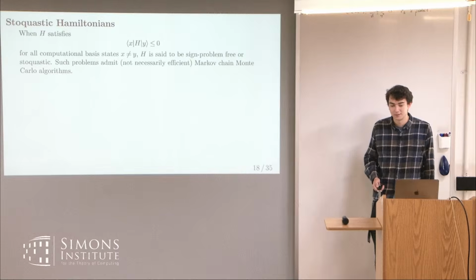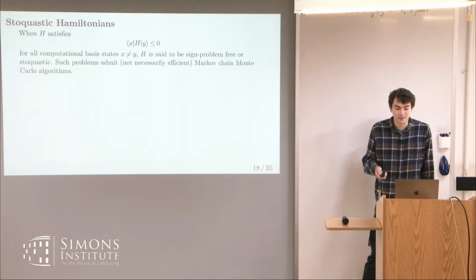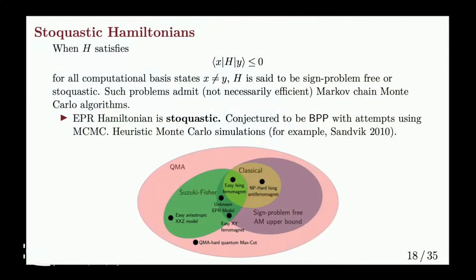Okay. So they admit these Markov chain algorithms, which people run without proof a lot, and they learn a lot, okay? This example of the EPR Hamiltonian is stochastic, it does not have a sign problem, and people run big simulations of this, I think with 10 to the 5 or 10 to the 6 qubits, but on very structured graphs like lattices. And many people conjecture that the ground state problem, at least for the EPR Hamiltonian, is in BPP.